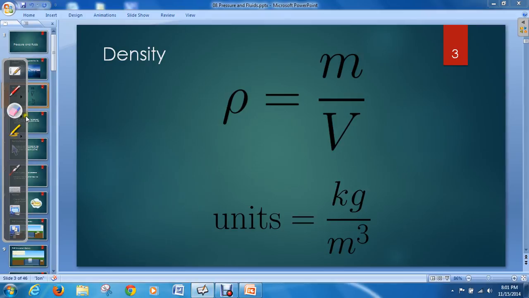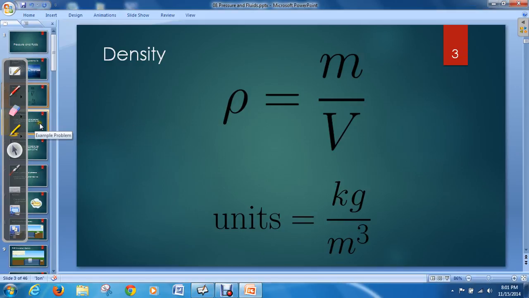So density equals mass over volume, or the amount of mass in a given volume. If you look at the units, mass is in kilograms over meters cubed, since volume is meters cubed. So it's not that complicated. It's pretty simple. You just take the mass and divide it by the volume.